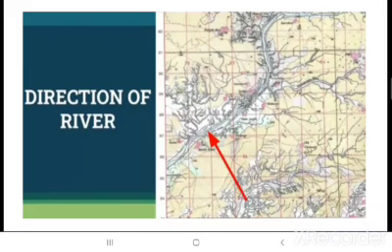According to this slide, if the direction is from right to left, and I am placing myself on the stream itself, then the red arrow mark is pointing to the left bank of the river, and the right bank of the river is on my right hand side. In this way you can identify which one is the right bank and which one is the left bank of the river.